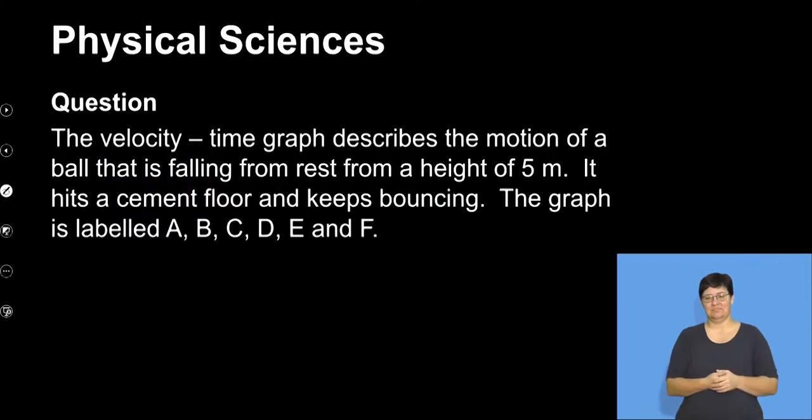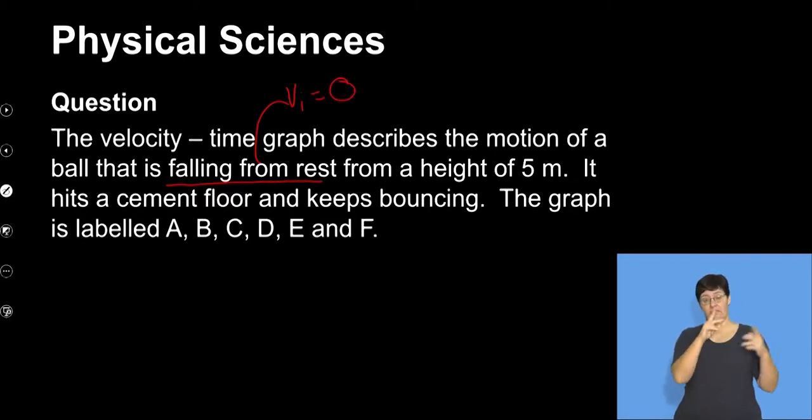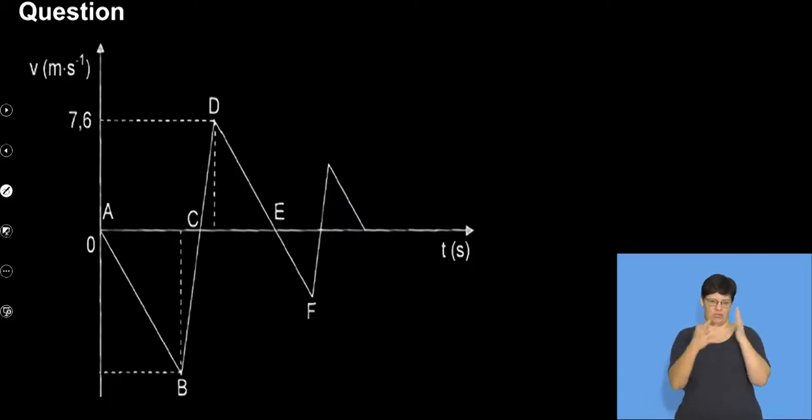Here we go. So I'm going to give you a velocity time graph which describes the motion of a ball that is falling from rest. In other words, initial velocity is 0. Falls from a height of 5 meters. It hits a cement floor and keeps bouncing. And then we've got some parts labeled on the graph. So let's look at the graph.